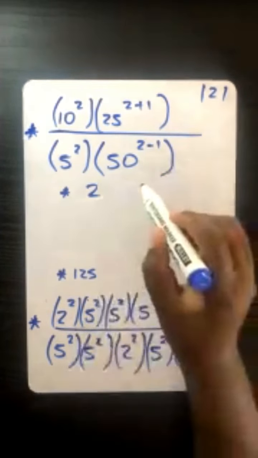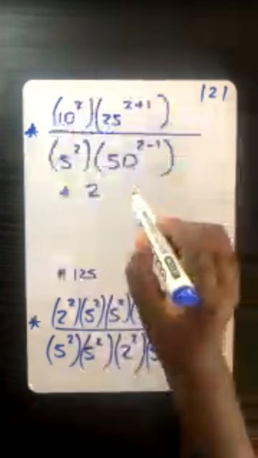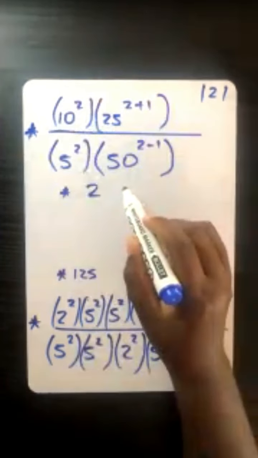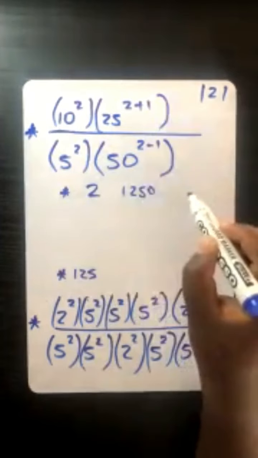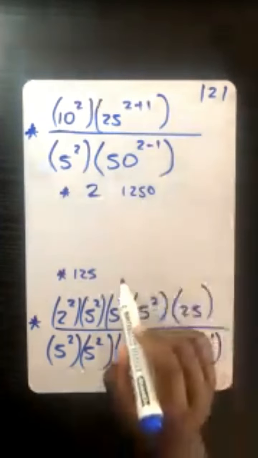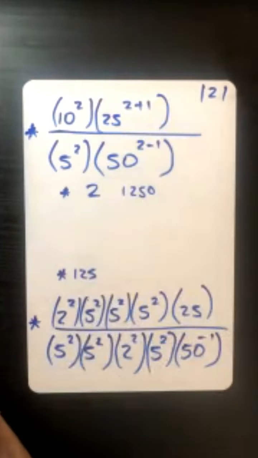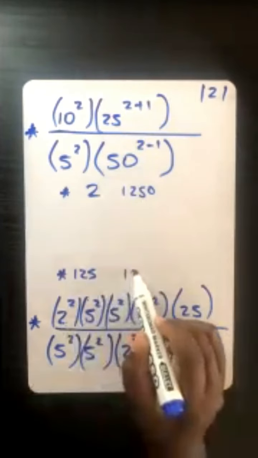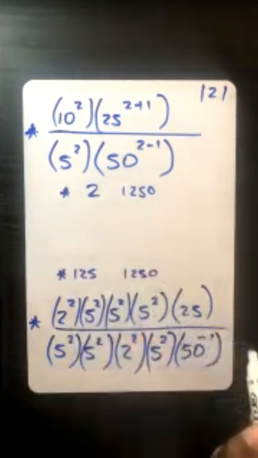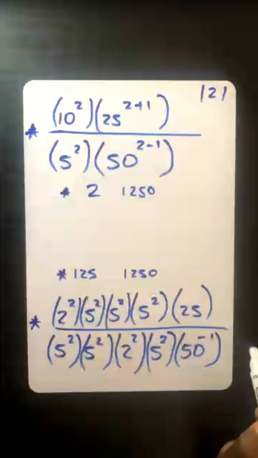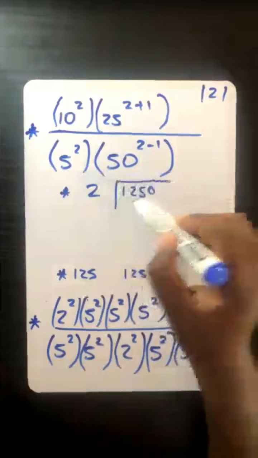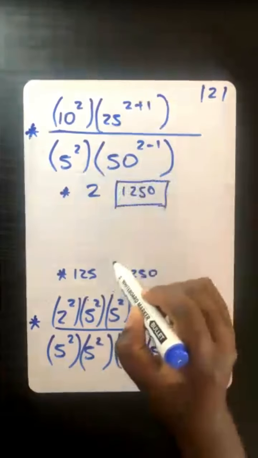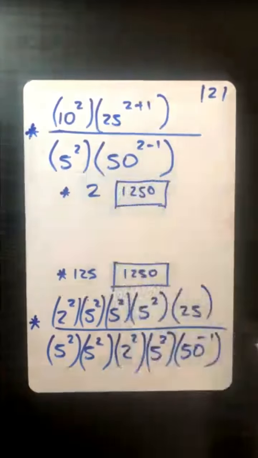Wait, you're saying for the first one, how much are you getting? 1,250. 1,250. Yes, sir. And then the second one, 1,250. 1,250. Yes, sir. Oh, so two of you for the first one are getting that number, and again, you are getting that number, right? Yes.